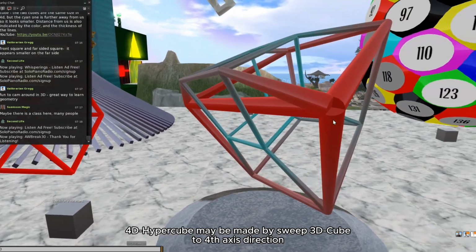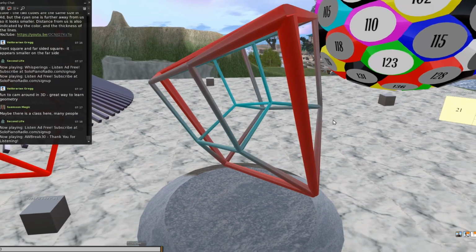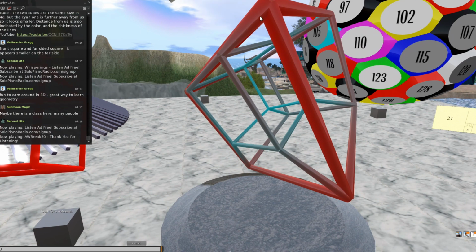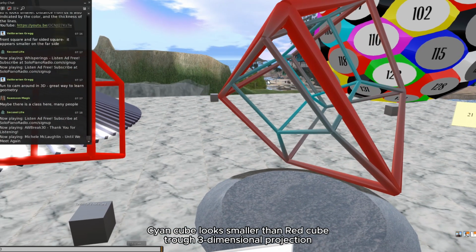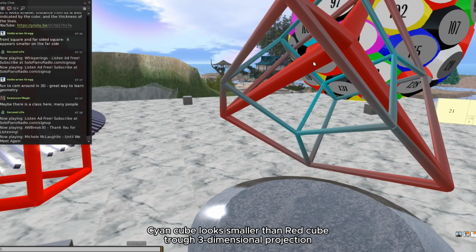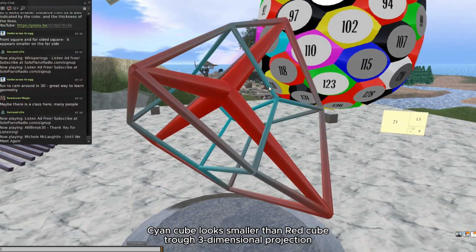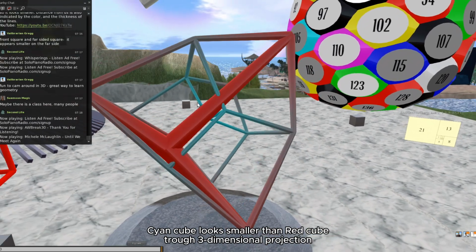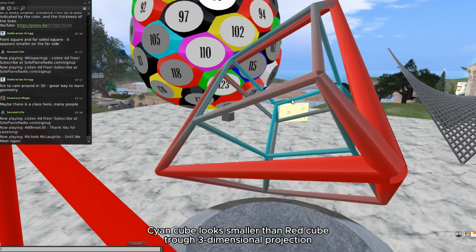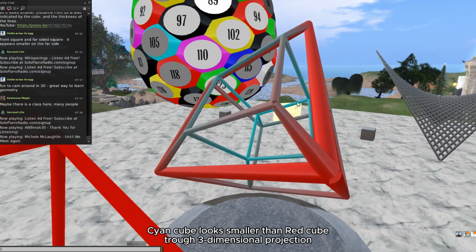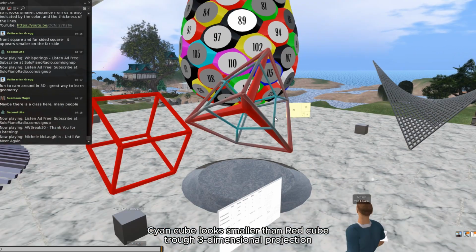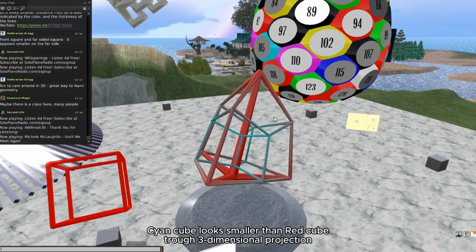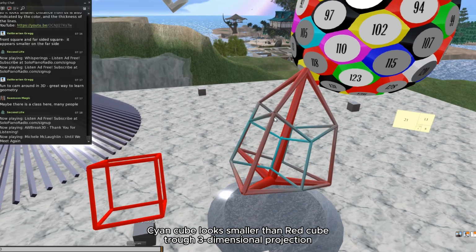So this is a hypercube. You can see the red cube with the cyan cube inside. The cyan cube is smaller than the red cube. So maybe the cyan cube is far from your point of view. Very strange, but we can see the four-dimensional hypercube through 3D projection.